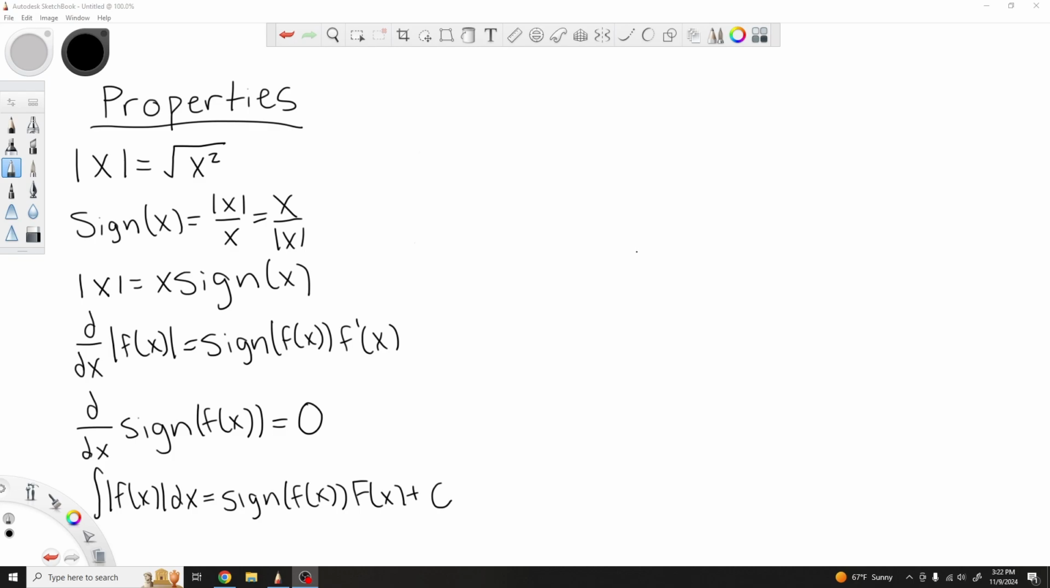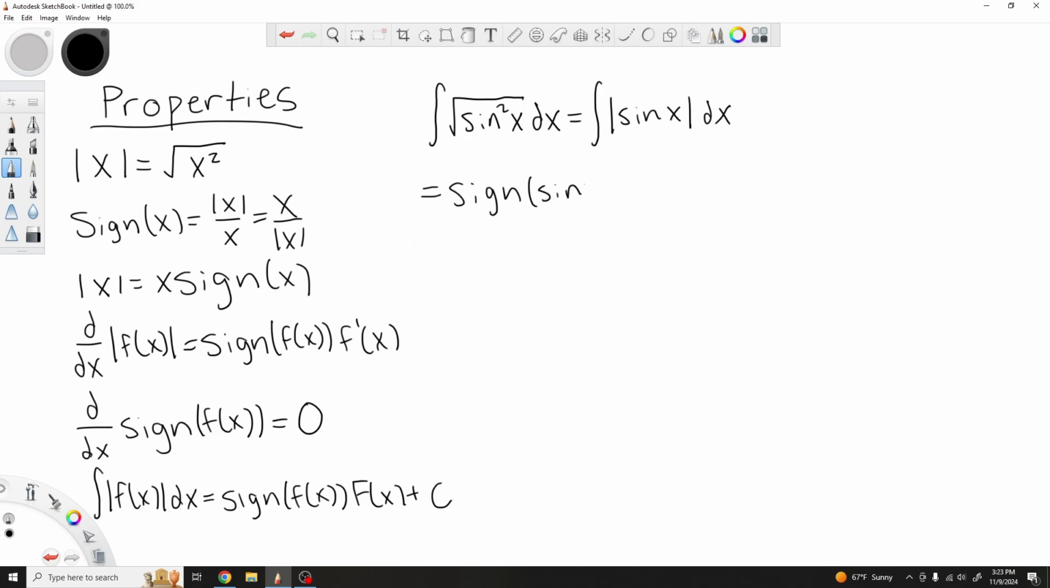All right, so we can now continue and show that this formula does in fact work. So let's do that with the problem that we started this video with, the antiderivative of the square root of sine squared x dx. So I'm going to rewrite this using our first property. We'll get the antiderivative of the absolute value of sine of x dx. And now we can just plug this into our formula and get that this is equal to the sine of sine x times the antiderivative of sine x, which is negative cosine x, plus c.